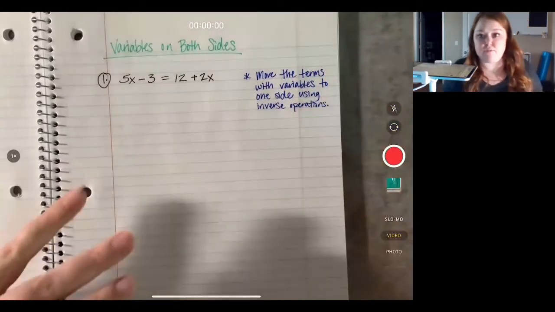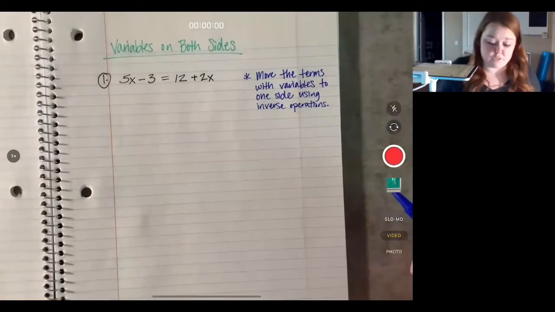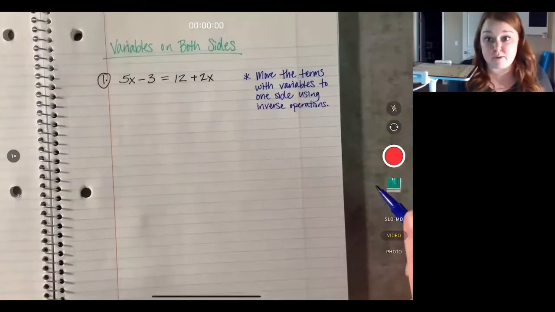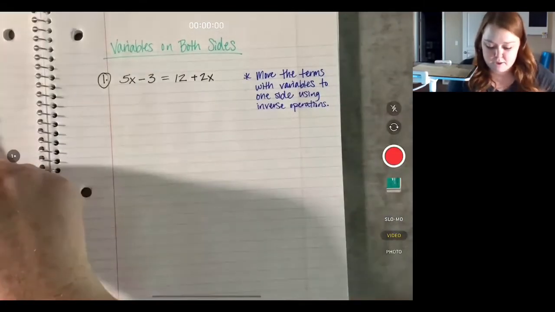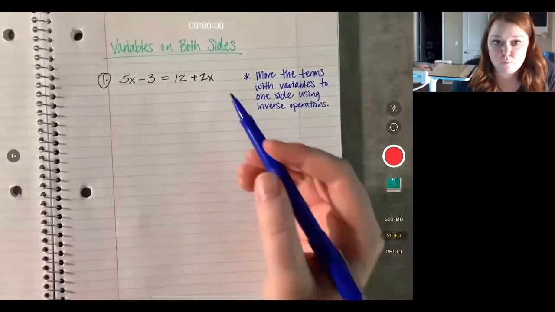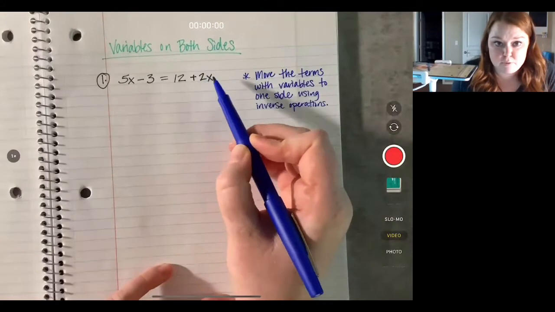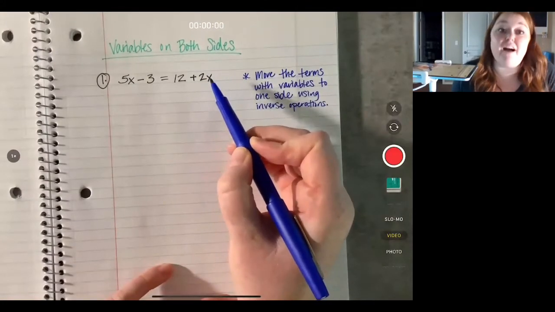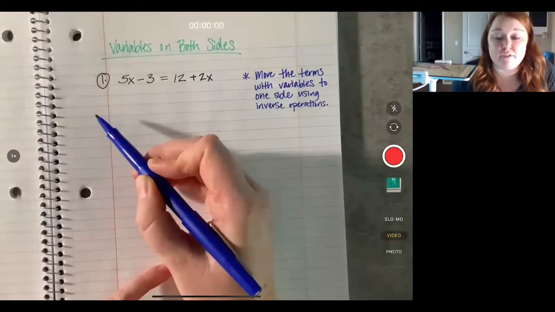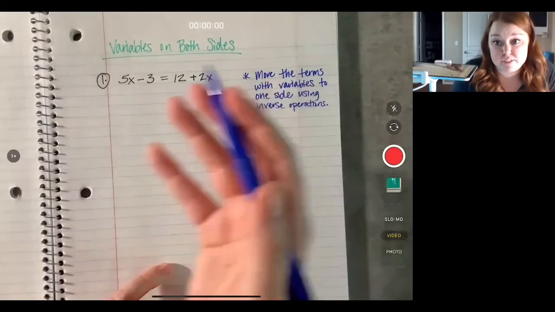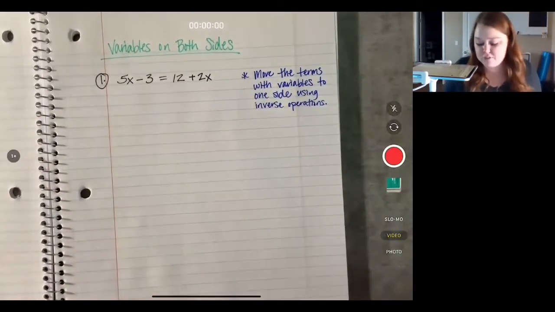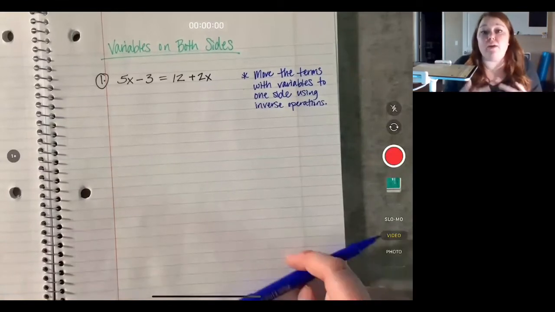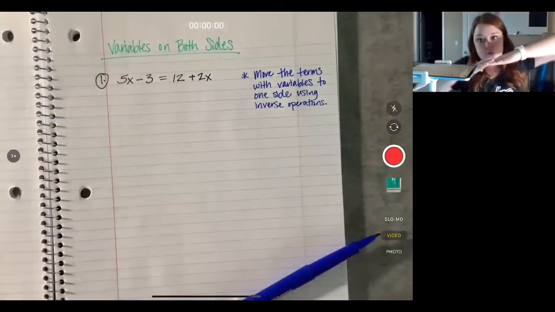Now, we've heard that phrase before, and we've been using inverse operations all throughout the equations topic, okay? So here's what I mean by that. I want this 2x to be moved over with the other variable term, which is the 5x. So I want to move it to the left-hand side. I can do that legally. That's why I love equations, is I can do whatever I want to as long as I do it on both sides, right?